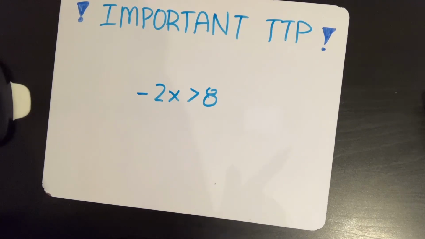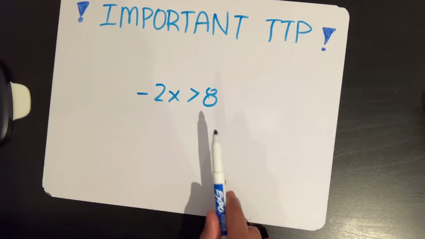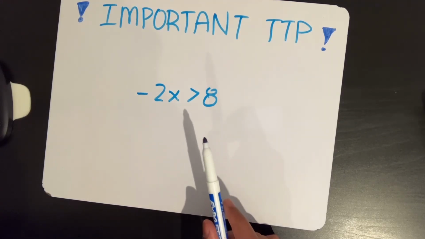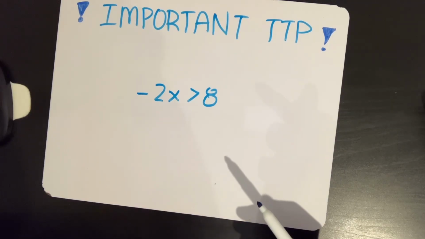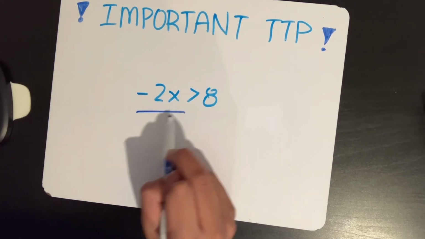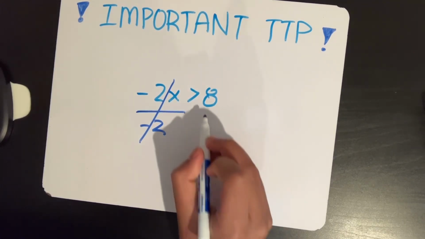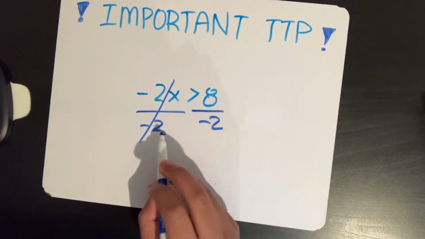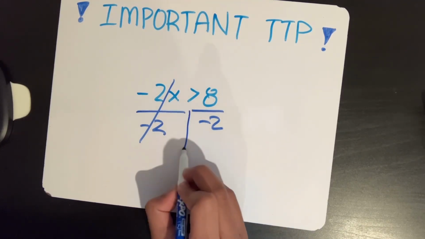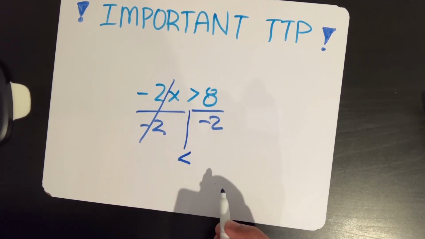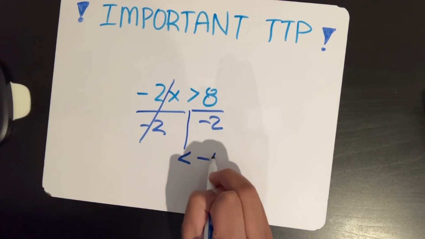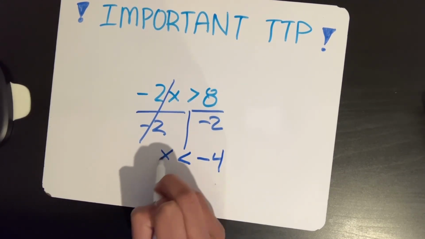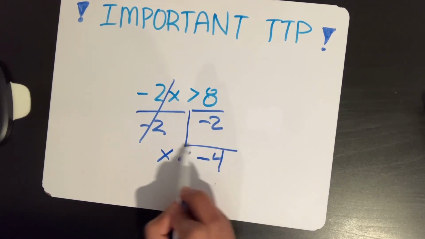Here's a very important tip to keep in mind when doing equations and inequalities. If you multiply or divide both sides by a negative number, you must flip the inequality sign. Here we have an example of negative 2x is greater than 8. Our first step is to divide both sides by negative 2. Negative 2 cancels it out. And since we divided both sides by a negative, we're going to bring down the sign and flip it. 8 divided by negative 2 is negative 4. And bring down our variable. X is less than negative 4.